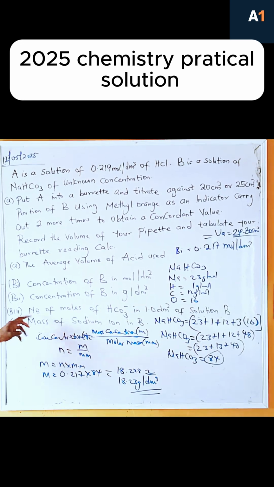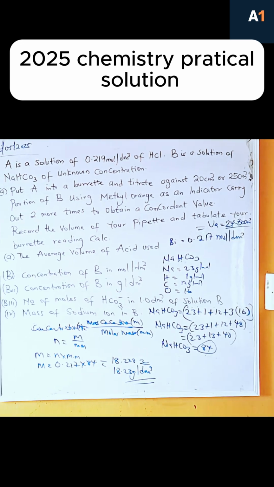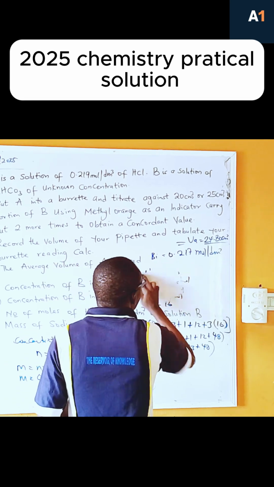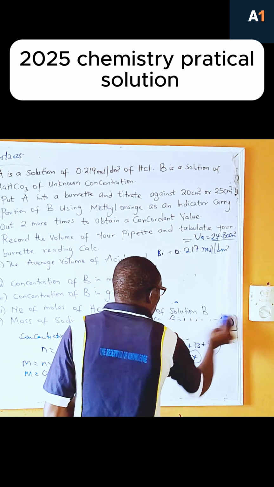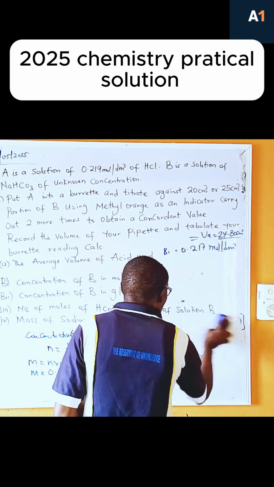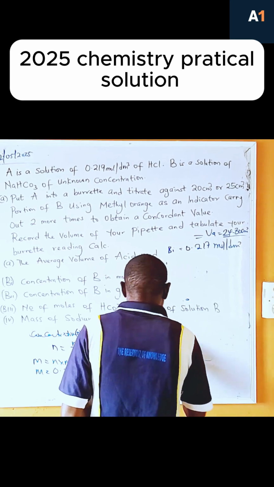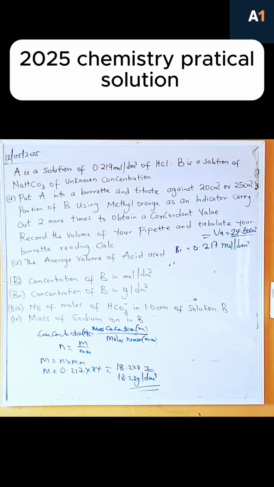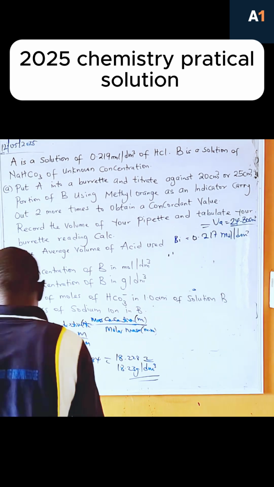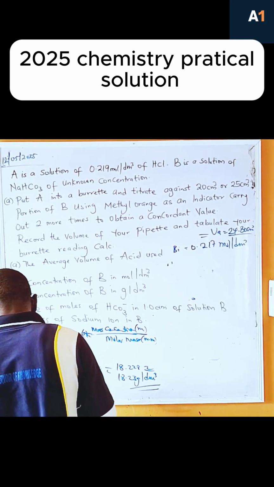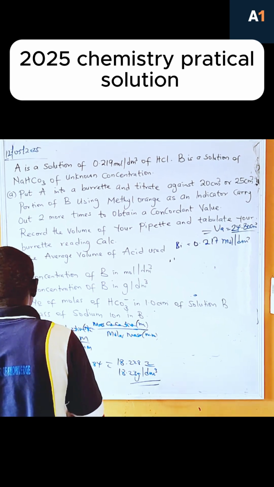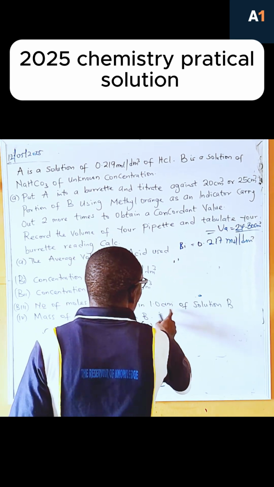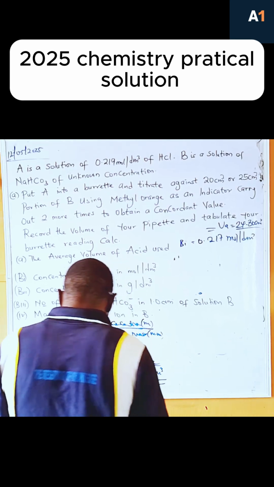So they now ask you for the number of mole. Let me clean this one. So we are now to find the number of mole. According to this question, the number of mole of this in one decimeter cube of the solution B. What is the number of mole of that?